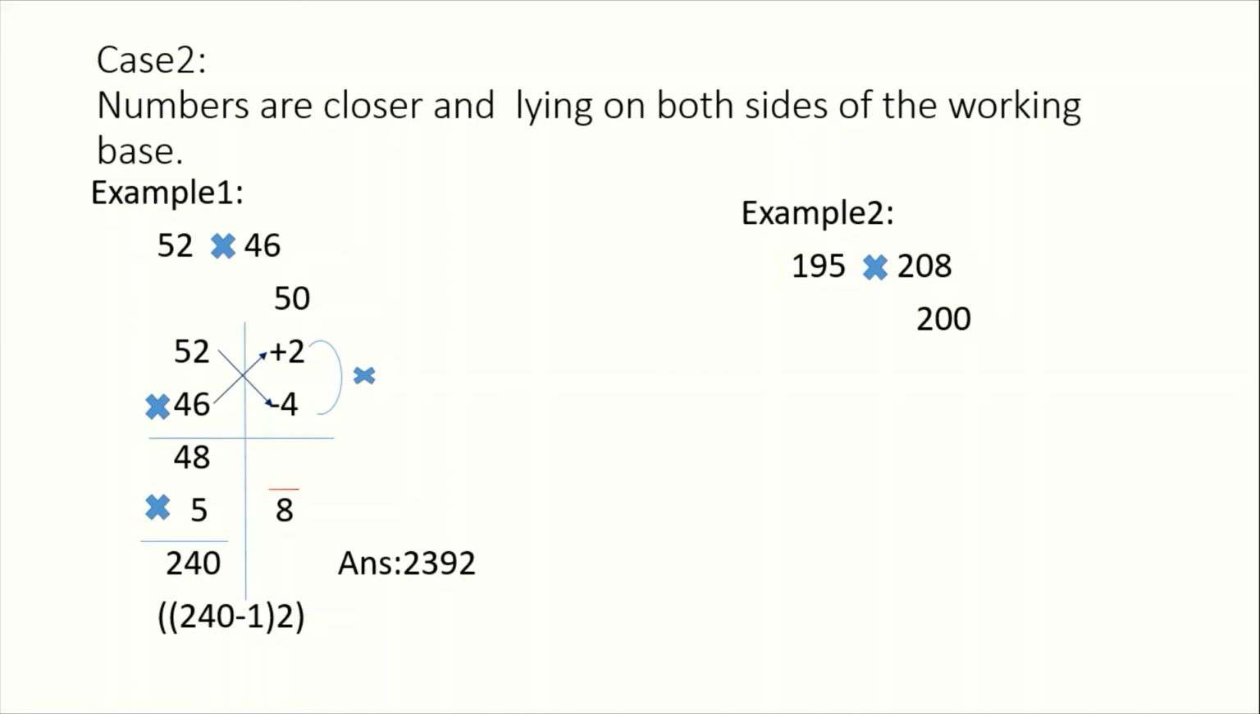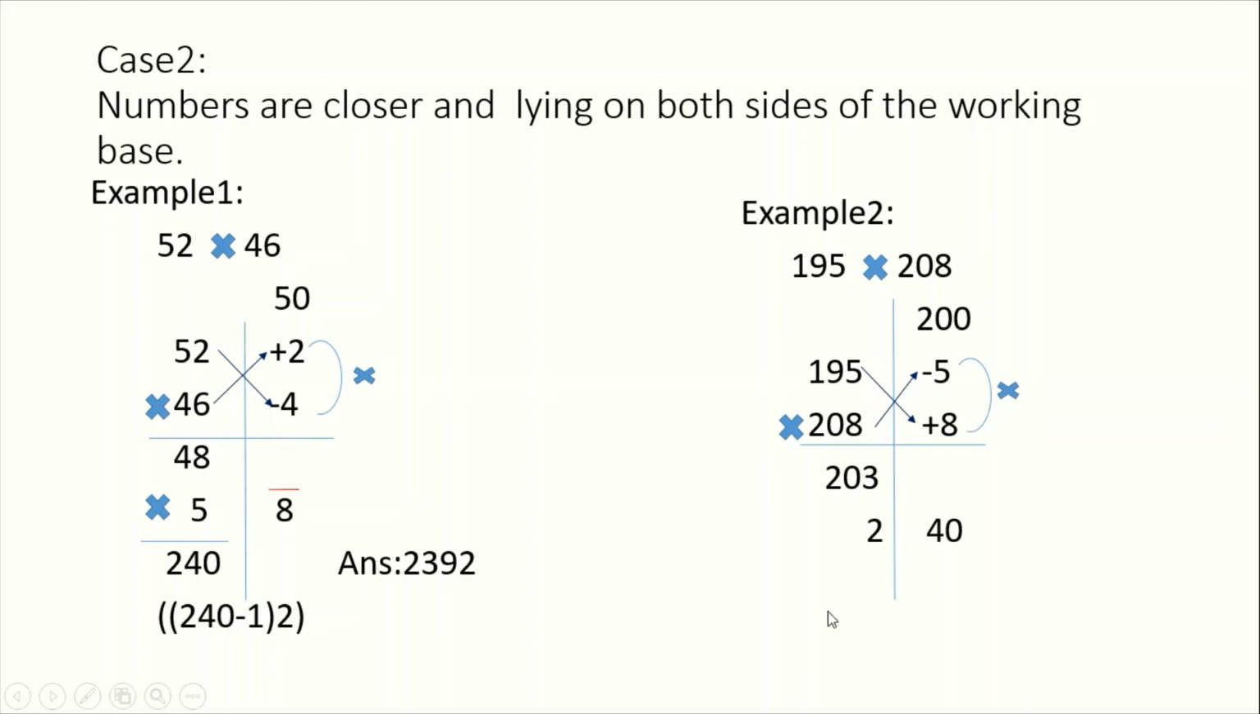What is the working base? As these two numbers are closer to 200, 200 is the working base. 195 is 5 less than 200, 208 is 8 more than 200. Next step, either we have to add 8 to 195 or 5 to 208. For the second compartment, we are multiplying 5 and 8. If we add 8 to 195, how much you are getting? 203. 5 8s are 40. As we are dealing with the working base which is multiplied by 2, for the first compartment, we are multiplying with 2.